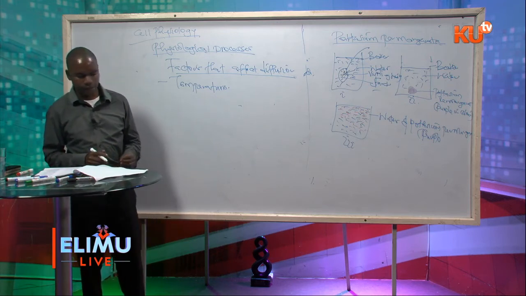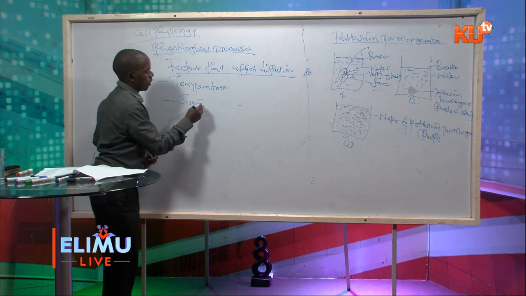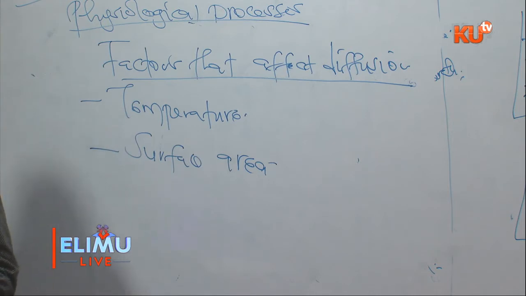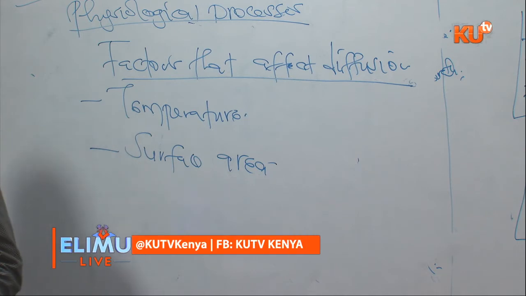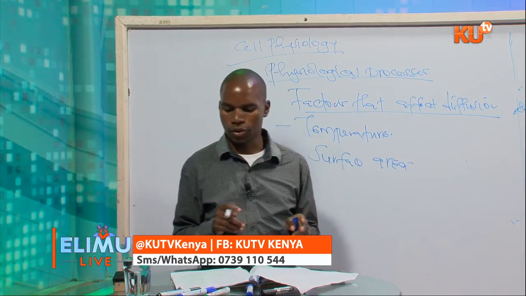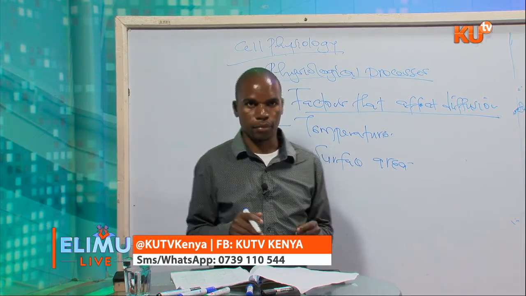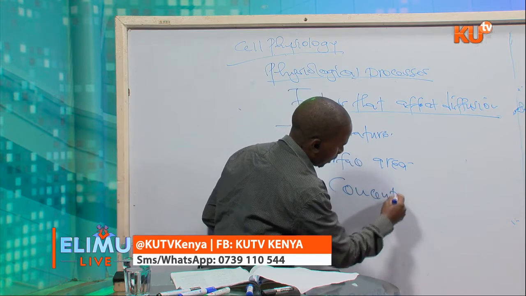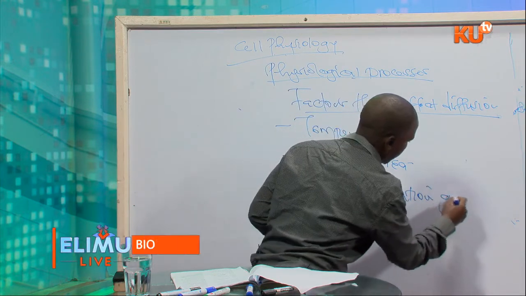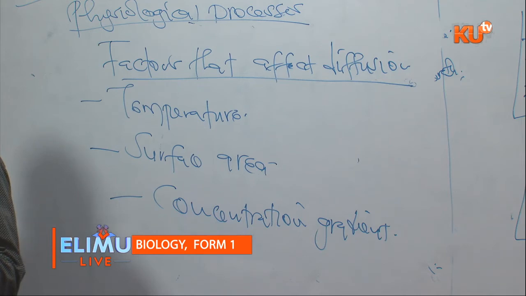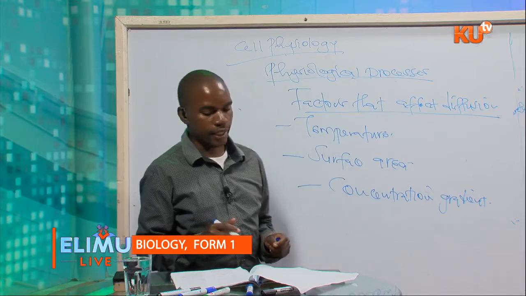Now, the other thing is the surface area. When surface area is large, more of the substance diffuses across than when it is small, as long as the concentration and temperature of the diffusing molecules remain the same. Another thing is the concentration gradient. When you're talking about concentration gradient, we are saying that a greater difference in concentration of particles between two regions results in a steeper concentration gradient, and vice versa.